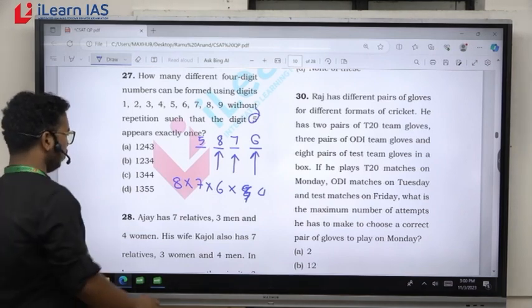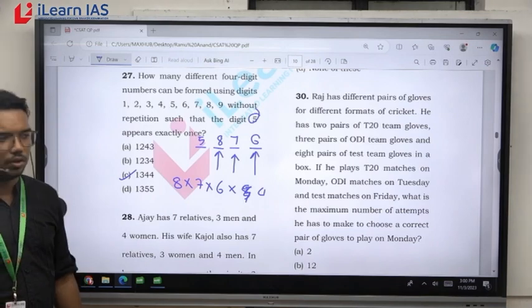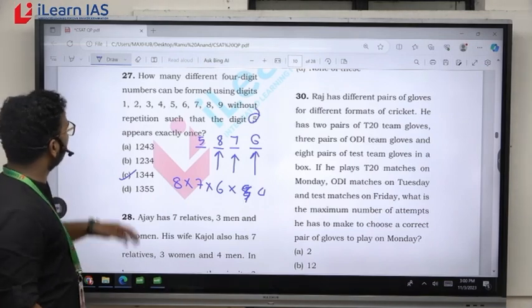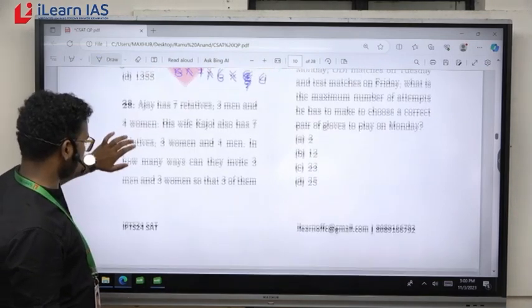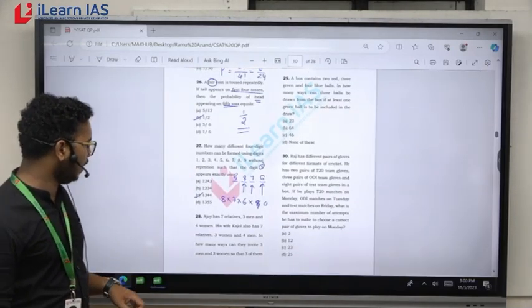That is 1344. Clear? Next question. Ajay has 7 relatives, 3 men and 4 women.